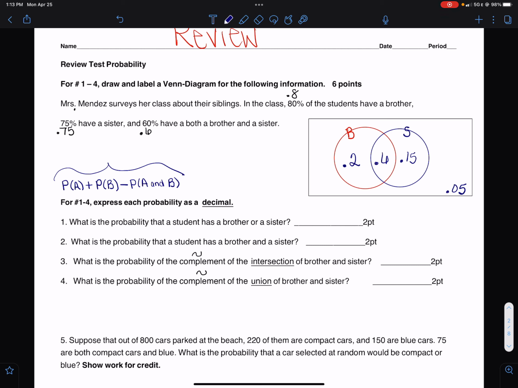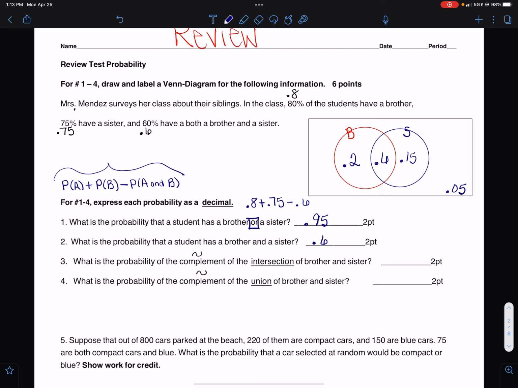What is the probability that a student has a brother or a sister? As soon as we've seen the term or, we are using that entire formula. So the probability of a brother is 8/10 plus the probability of a sister is 75%, minus the probability that they have both. And that gives me 95%.